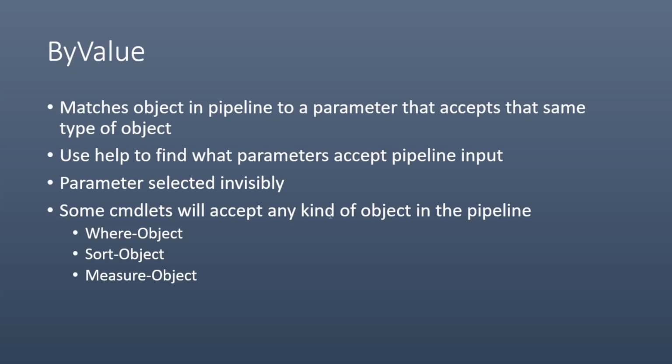And some commandlets will accept any type of object in the pipeline. So there are some commandlets like where object, sort object, measure object, for each object, select object, that accept just generic objects in the pipeline. So it could be pretty much anything that's there and those will work with it.